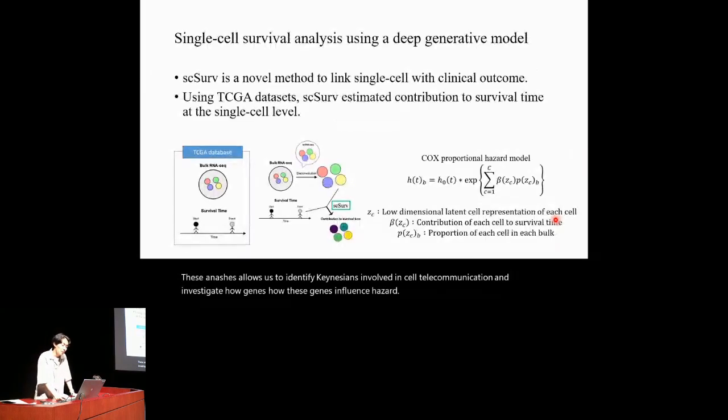In conclusion, SC-Sub is a novel method that links single-cell RNA sequencing data with clinical outcomes. Using the TCGA dataset, SC-Sub can estimate the contribution of individual cells to hazard functions.